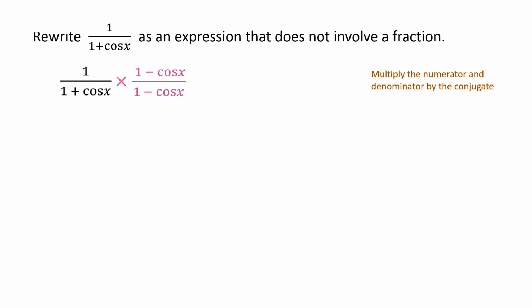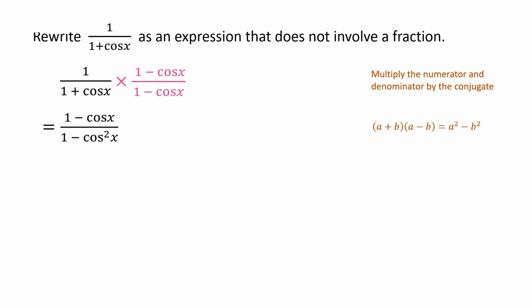And you can see that I have multiplied both the numerator and denominator by the conjugate. So if I multiply these two fractions further, I obtain 1 minus cos x divided by 1 minus cos square x. Now, if you're wondering how I obtained this, one way of multiplying these two binomials is to make use of this identity, which you had studied in the previous grade. That is, a plus b times a minus b is equal to a square minus b square.